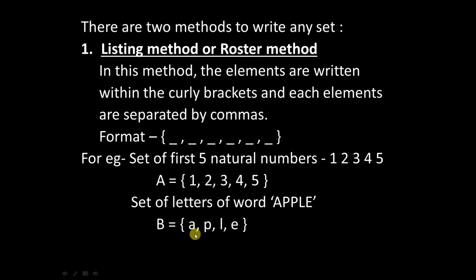One more thing. As you know, the word apple has 2 P, but I have written only 1 P. Why is that? Because in sets the elements should not be repeated. This is the main principle, that the same elements should not be repeated in the same set. I hope you understood the listing method, which is very simple.